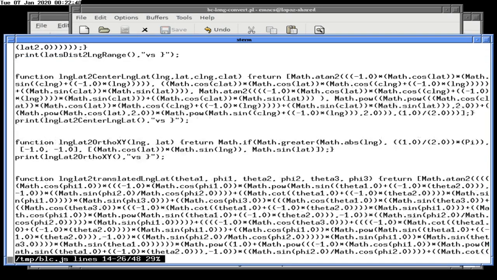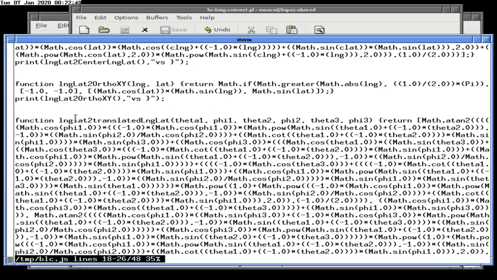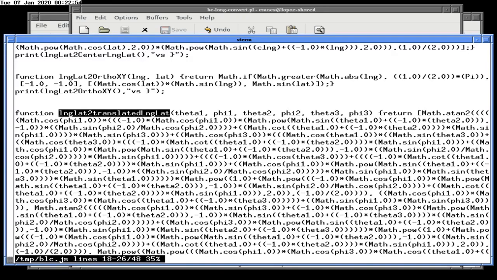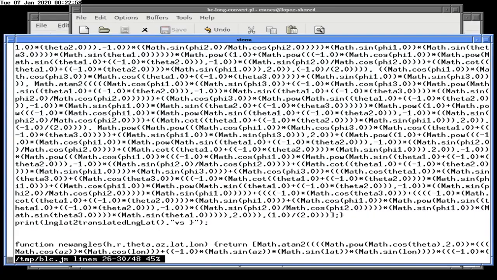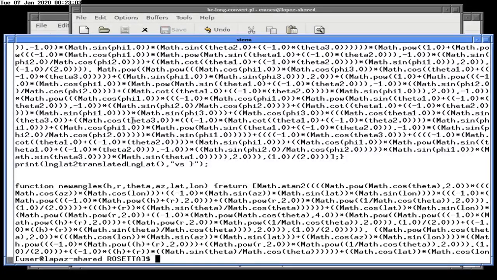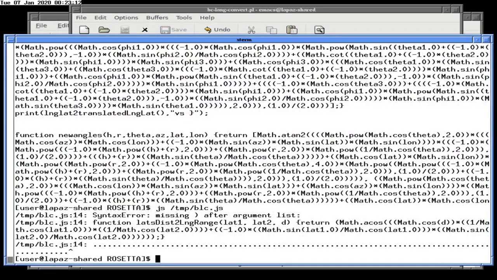Now we should have... Oh yeah, I forgot we had other functions in here too. The very first one though should be... here it is. So in theory, this is the translated function. I don't think it'll work, but let's see what happens if we do this. Missing blah after argument list. That's not the problem I expected. Oh, yes, that is the one ugliness here.